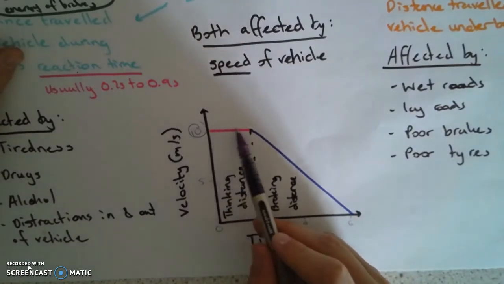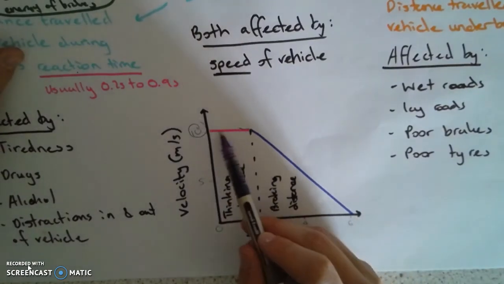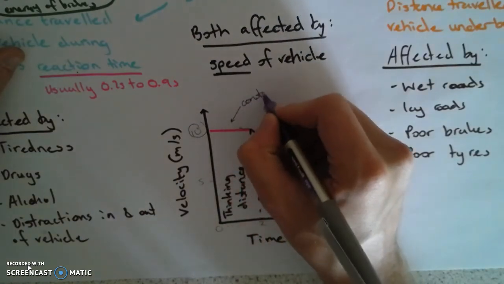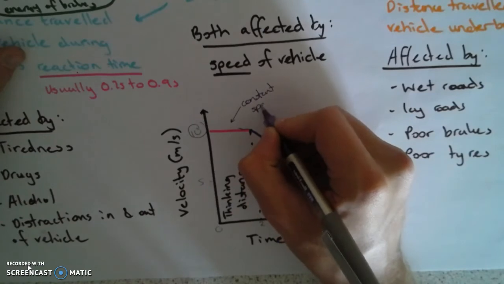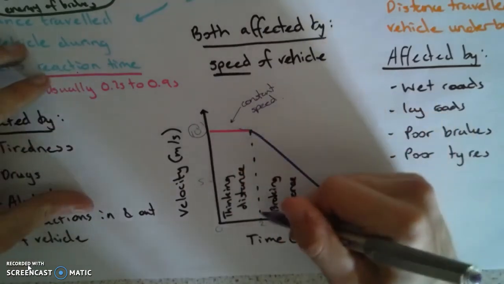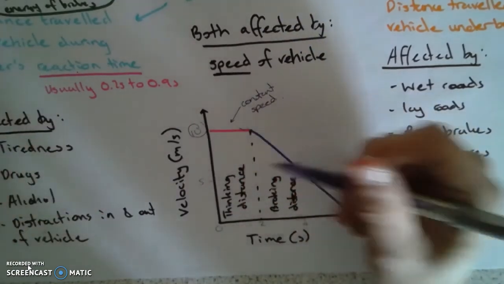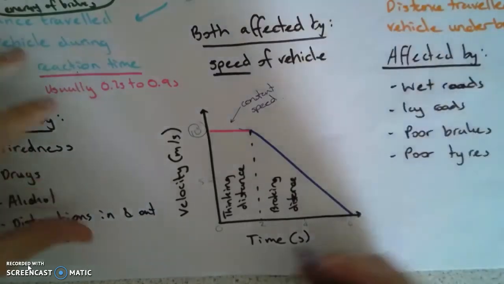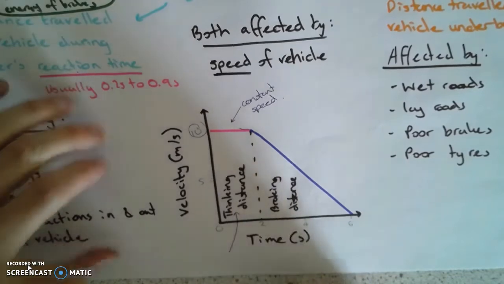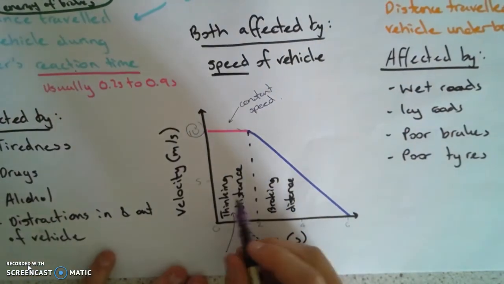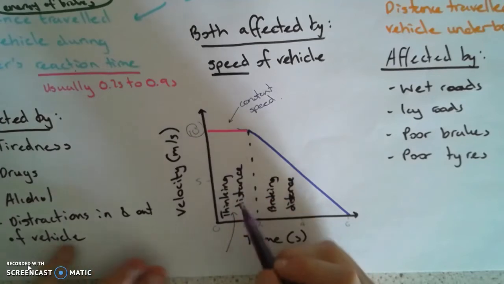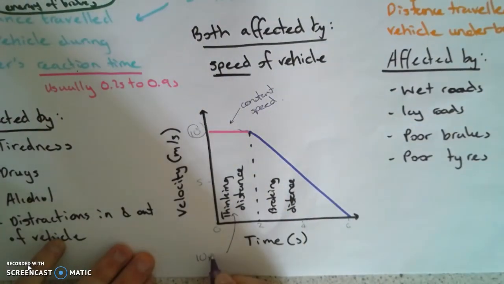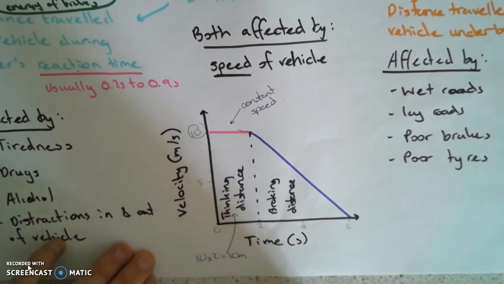Now, obviously, during that time, you haven't got your foot on the brake, so the car's not doing anything. The car is still moving at a constant speed. Now, that first section where it's a rectangle, that is the thinking distance of the vehicle. That is the distance that the vehicle travels during the reaction time. And remember, to calculate the distance from a velocity time graph, you do the area of that part. So the thinking distance would be 10, the height, times the width, which is 2, which is 20 meters.